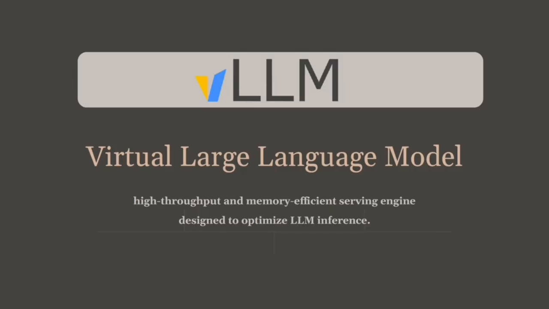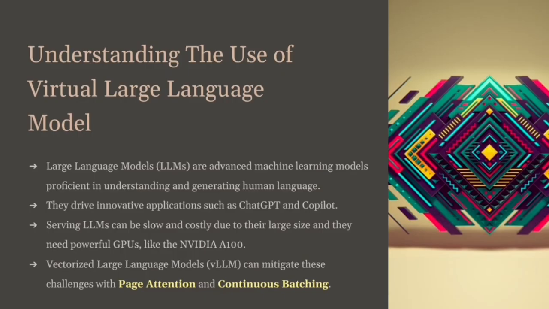Today we're going to dive into vLLM, a high throughput, memory efficient serving engine designed to optimize LLM inference. By the end of this video, you'll have a clear idea of what vLLM is, why it's important, and why you should use it instead of LLMs. And if you stay tuned until the end, I'll also show you an example of how we can run vLLM in Google Colab. So let's get started.